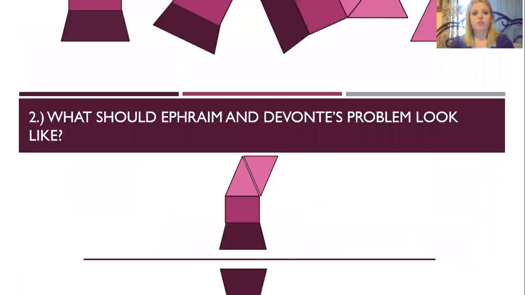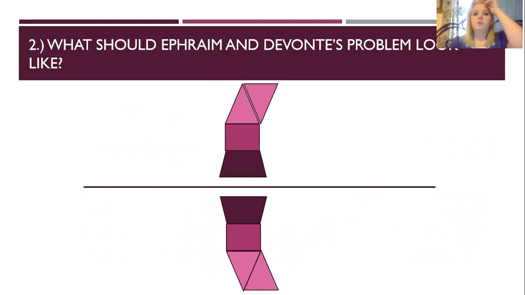Okay? So what should Ephraim and Devontae's problem look like? Well, this is what it should look like. They wanted to flip it over a horizontal line. So here's our horizontal line, and here's our original picture. So when we flip it, it's going to be a mirror image. It's going to be like a reflection looking in the mirror. And so when we reflect it over the line, this is what it's going to look like. And these shapes are going to be the same distance apart on both sides from the line. So we know that that is what it's going to look like.